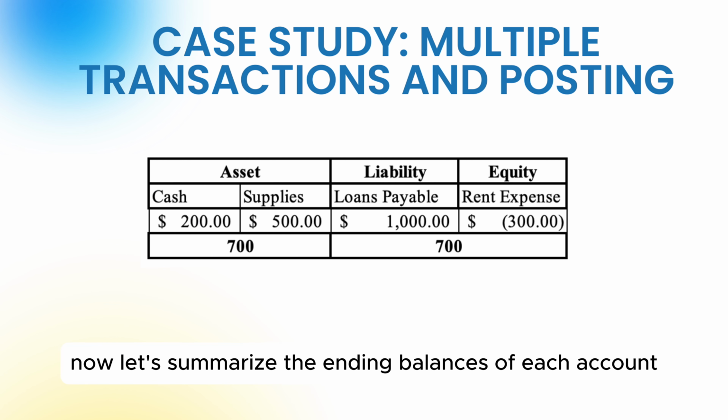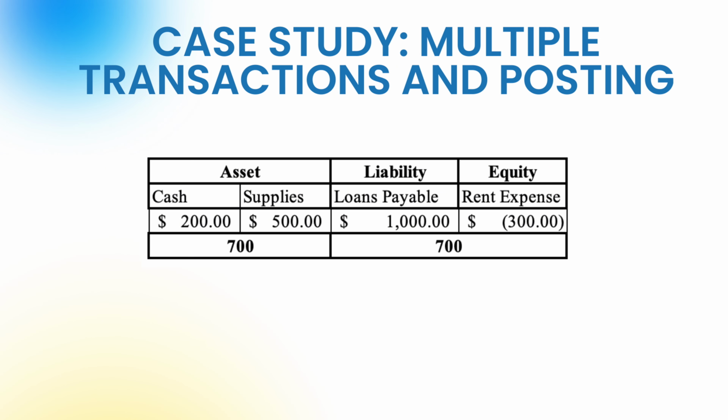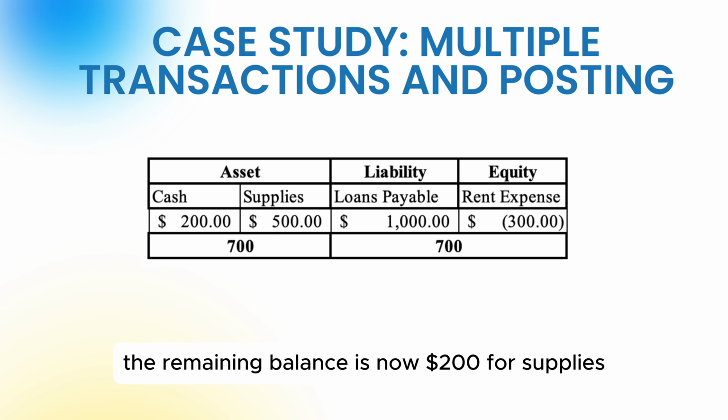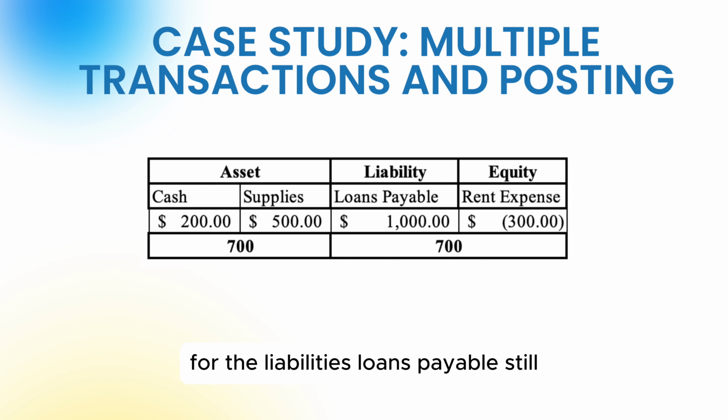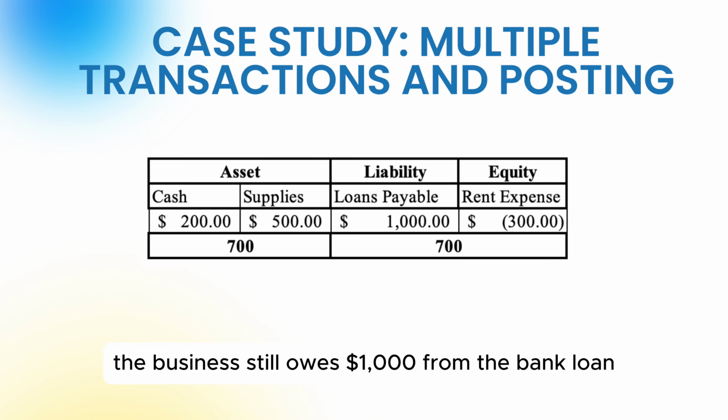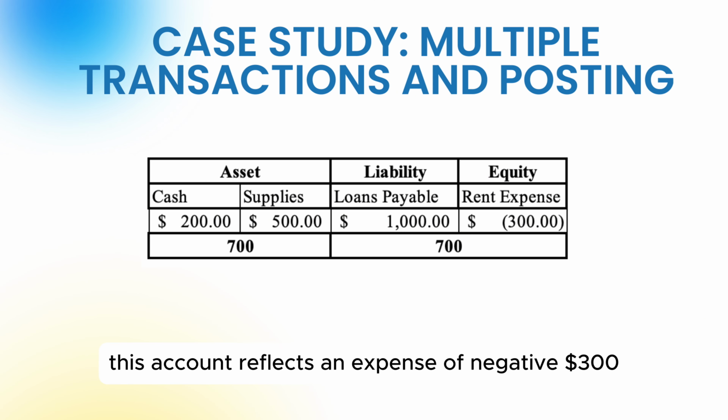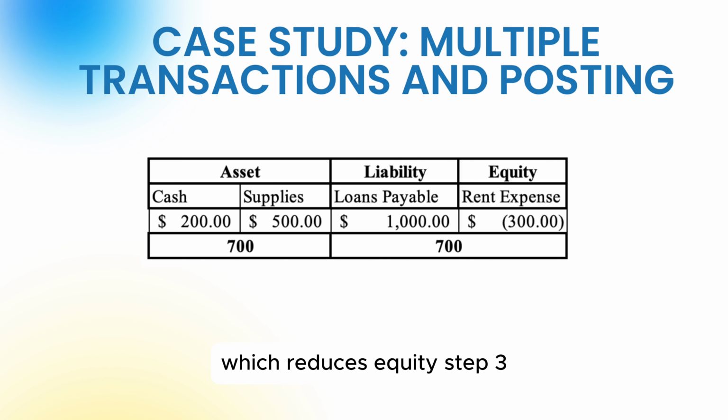Step 2. Summarizing account balances. Now, let's summarize the ending balances of each account. Assets. Cash. After receiving $1,000 from the loan and spending $500 on supplies and $300 on rent, the remaining balance is now $200. For supplies, the purchase of supplies added $500 to this account. For the liabilities, loans payable, the business still owes $1,000 from the bank loan. For the equity, this account reflects an expense of negative $300, which reduces equity.